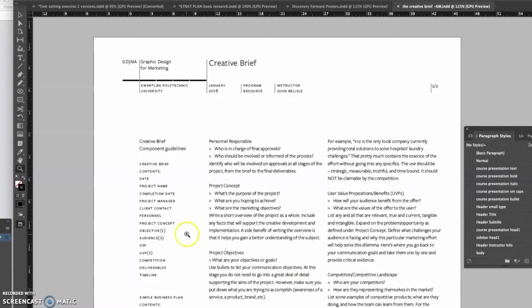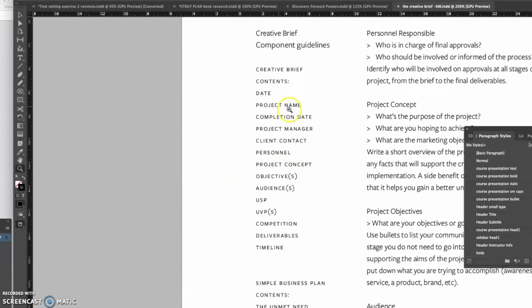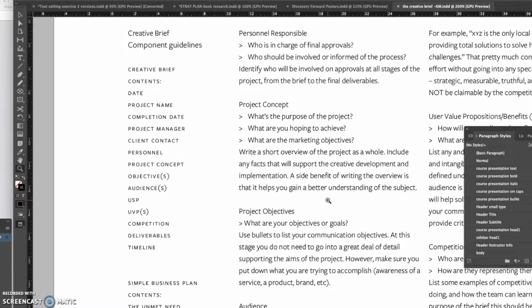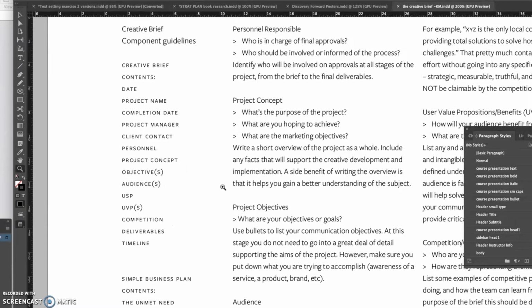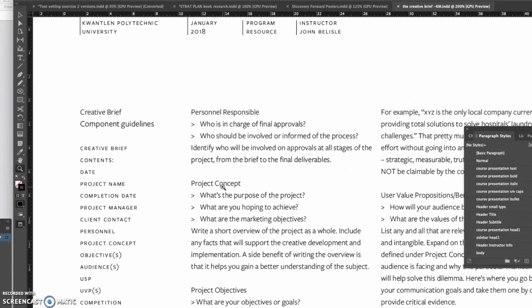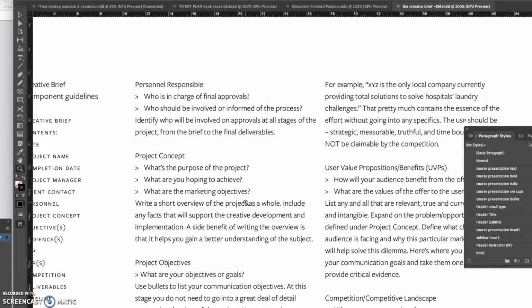So if you have a look here, you can see the contents of the creative brief. So the date, the project name, when is it due, which is the completion date, who's the project manager, who's the client, who's the personnel working on the project, the objectives, the audience, the USP, UVP, competition, deliverables, and timeline, which is one of the most important. You can see on here, and this will be a document that I give you, that for a lot of the projects going forward at Wilson, you'll be asked to create these yourself.